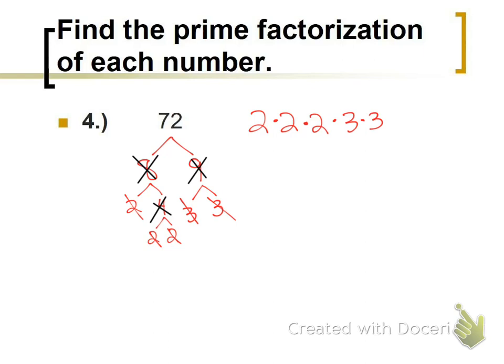If we wanted to write this with exponents, I could put 2 to what power? The third power, and 3 to the second power. I would accept either way of writing this for a prime factorization. You could have it all expanded out, or you could write them with their exponents. Either one is fine with me. Questions about number 4?